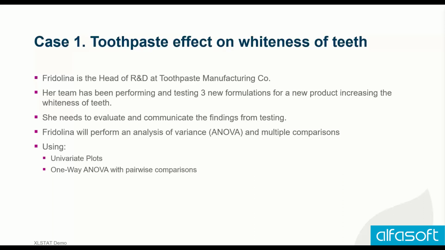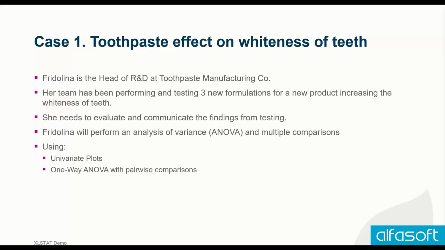Now she needs to evaluate and communicate the findings from this testing to upper management, recommending which of the 3 new formulations is most likely to be brought into production. For this, she's going to use analysis of variance, ANOVA, with pairwise comparisons to the existing product, so you can compare. I'll be using some plots and then I'll show you how to use ANOVA.